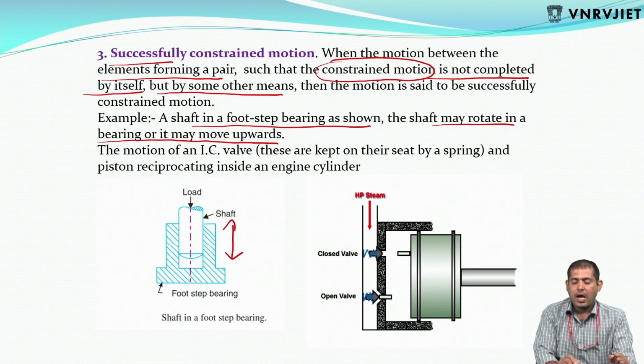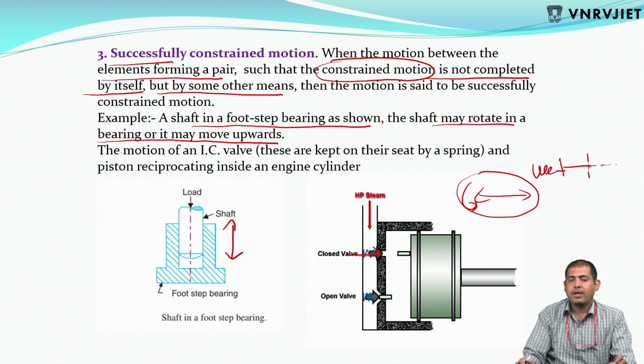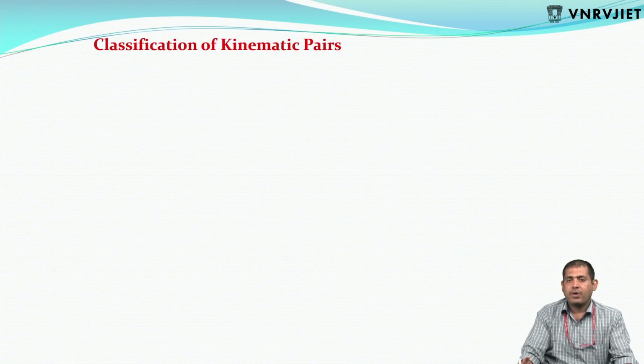The motion of an IC engine valve, that we know, is always moving up and down. But here it tries to move in this direction or tries to rotate in this direction, and the direction is again restricted to only one, with the help of some springs. This is again called successfully constrained motion. So these three motions are very important for study and analysis. Next, classification of kinematic pairs.